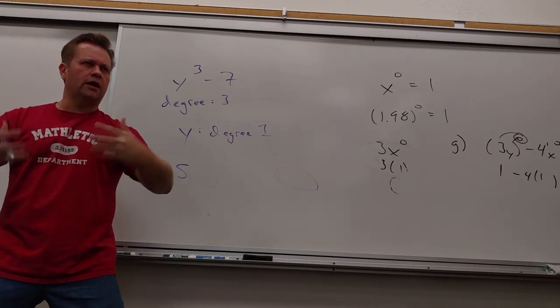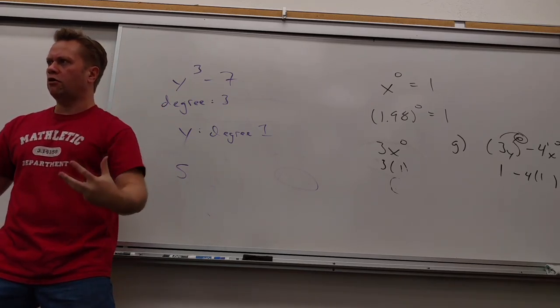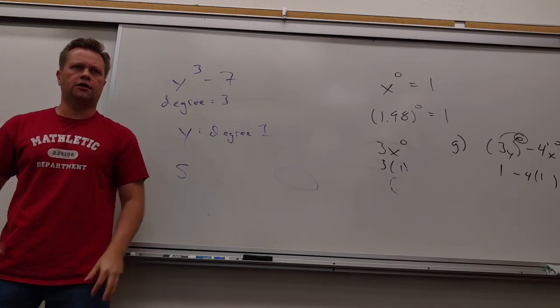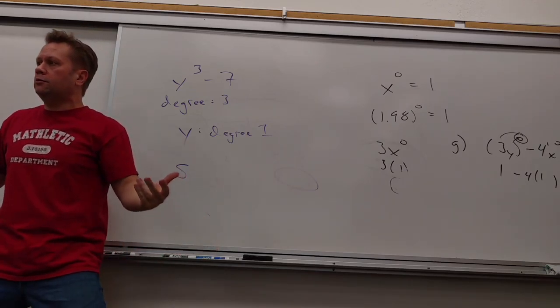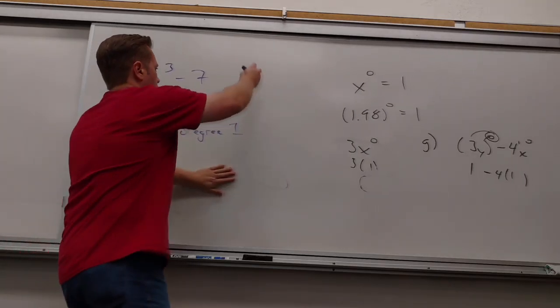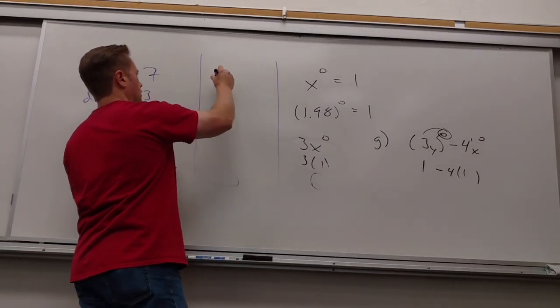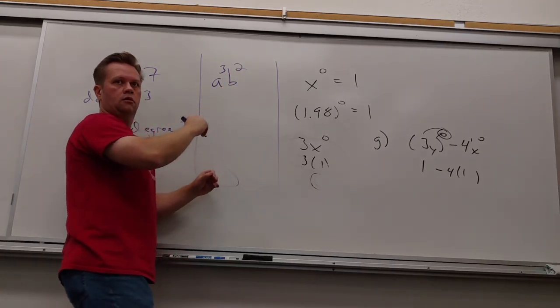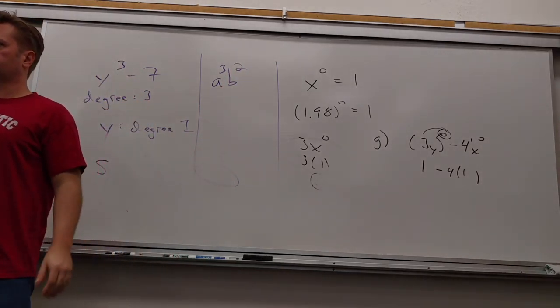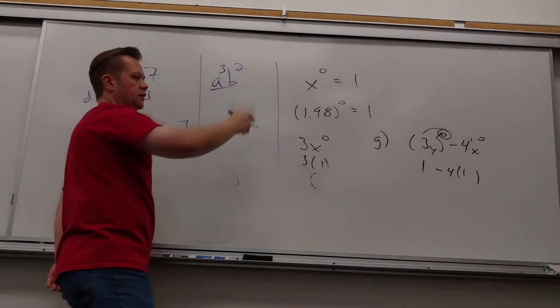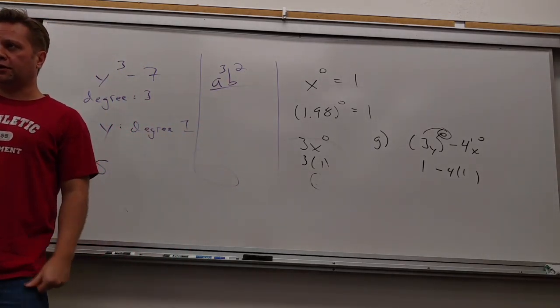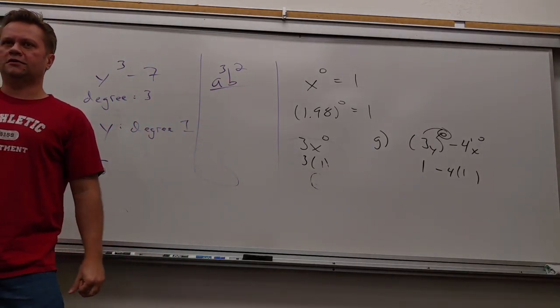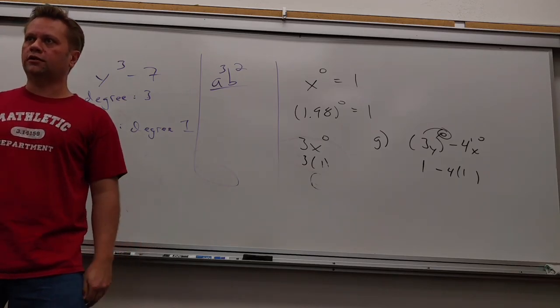So degree is telling me how quickly something grows overall. That's what degree is trying to do. But it's just to add all the variables you see in a term. So what's the degree of this here? 5. How many total variables do you see in that term? I see 3 A's and 2 B's. I see 5 total, right?